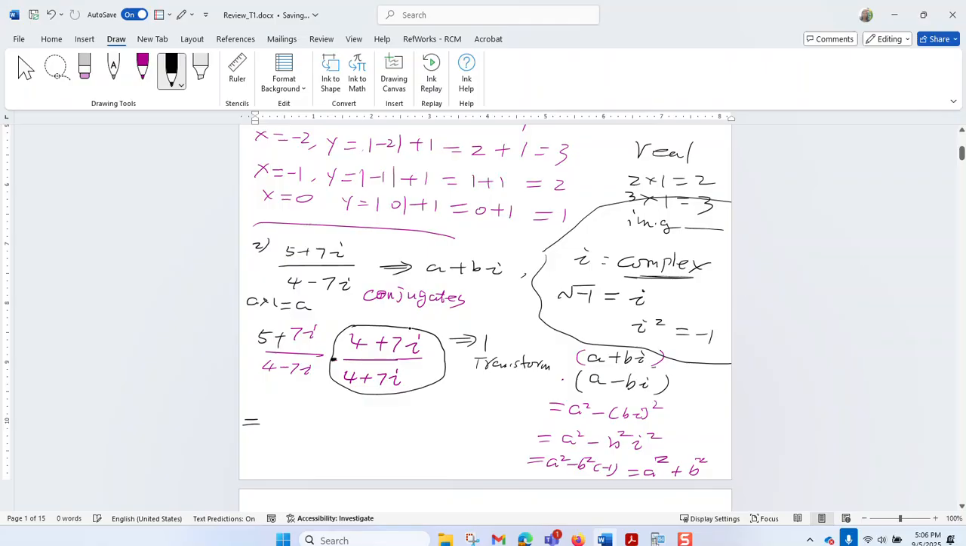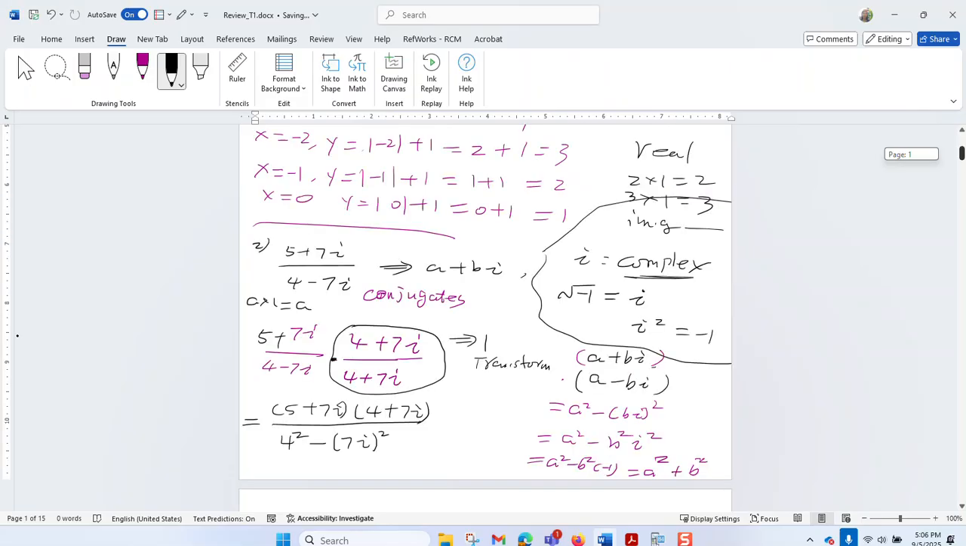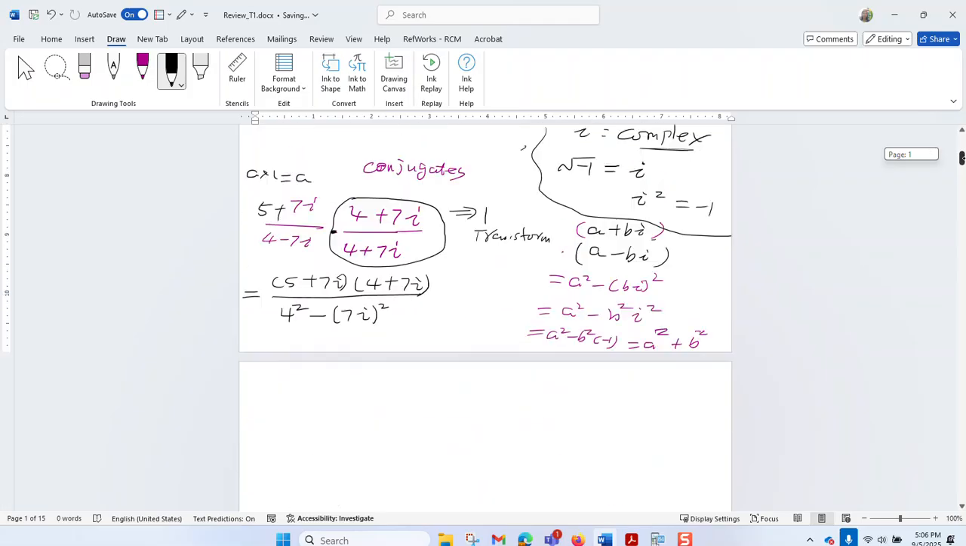All right, so now my denominator will be 4 squared minus 7i squared, right? For the numerator, I just need to FOIL it. I have 5 plus 7i times 4 plus 7i. I don't have a formula for the numerator, I just have to FOIL it, okay? 4 squared is 16, right? 7i squared will be 49i squared.